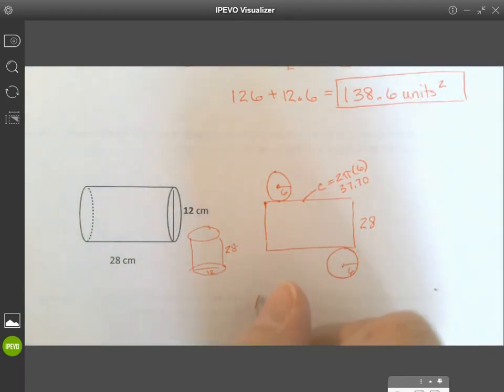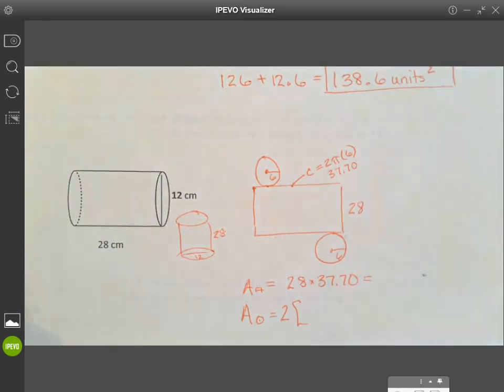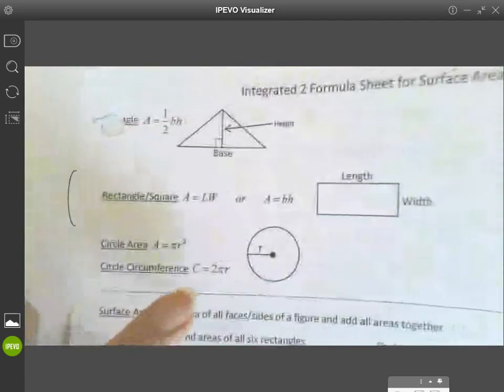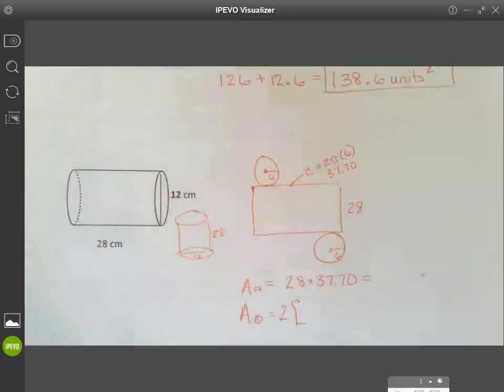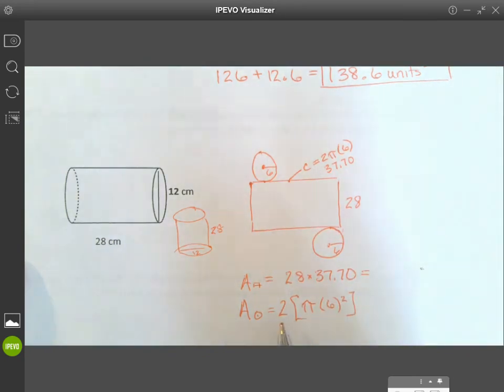So let's find the area of my rectangle. Area of the rectangle is 28 times 37.70. And then I need the area of my circles, but I have 2 of them, right? Now, what's the formula for area of a circle? Let's reference it so we don't mix it up with circumference. Area is pi r squared. So pi times 6 squared. And I have 2 of them.